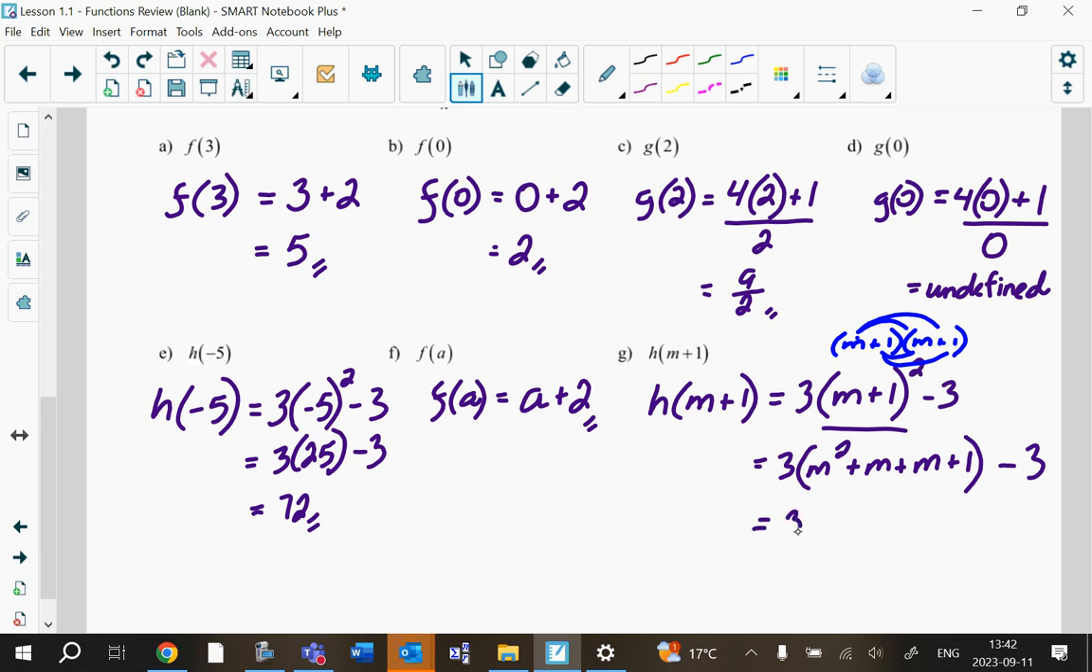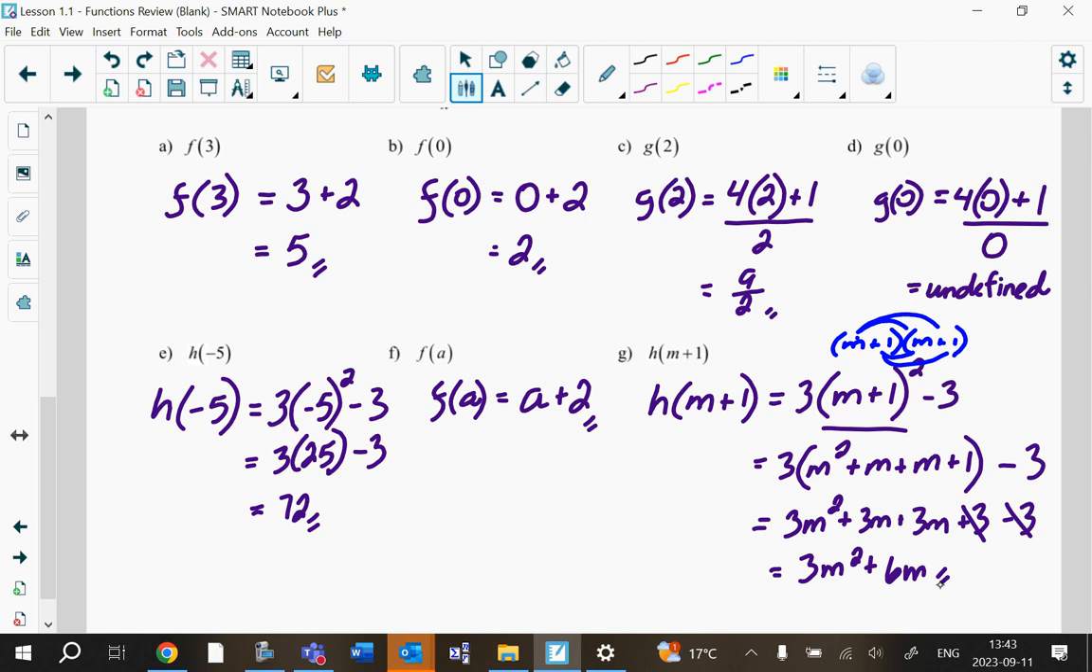So now I got to multiply everything inside by 3. So I get 3M squared plus 3M plus 3M plus 3. And then outside the parentheses was a minus 3. Well, the plus 3 and minus 3 cancel each other out. I can combine the two M's into 6M. And that's as simple as I can go. I can't put those two together. Okay?